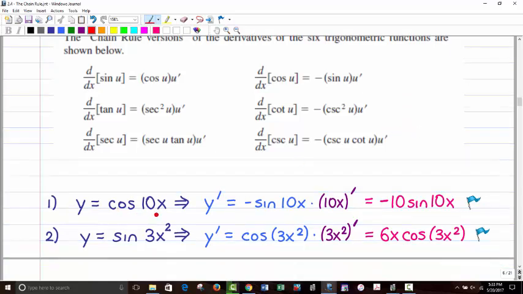Like this one is cosine of 10x. The derivative of cosine is negative sine of 10x, but we must take the derivative of the 10x, the argument of the trig function that goes with it. So the derivative of 10x is positive 10, but there's a negative already there in front, so it makes it negative 10. So the actual derivative of cosine of 10x is negative 10 sine of 10x.